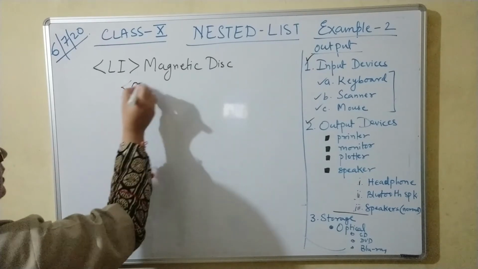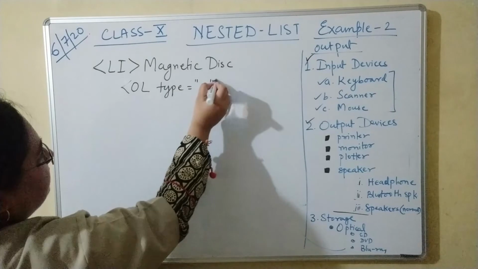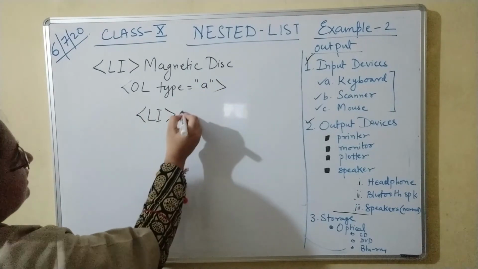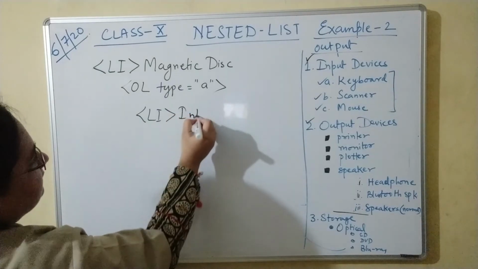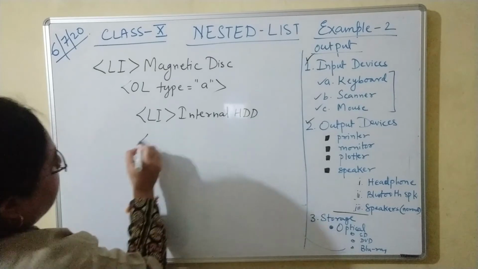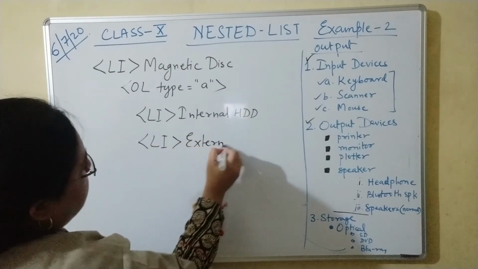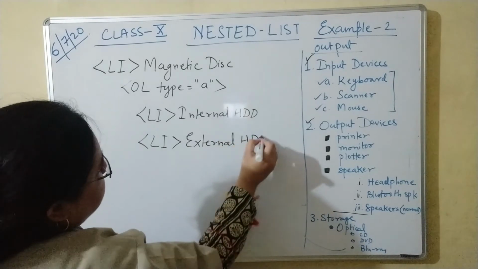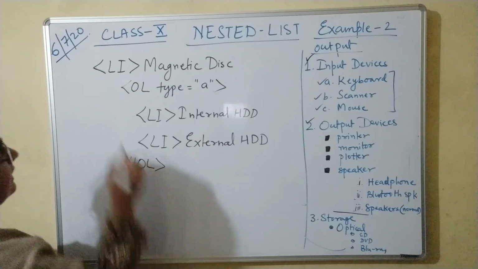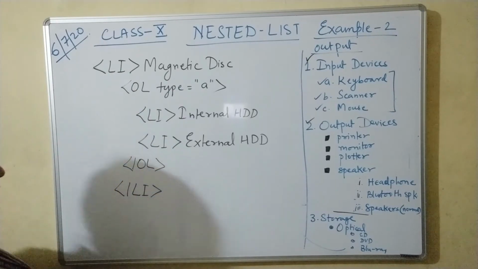So we will again open an OL tag. Type equals small a. Close this. And list item. First one, internal hard disk drive. And next is external hard disk drive. So here this small list ends. So this OL will end. This LI tag will end. And now what will end?